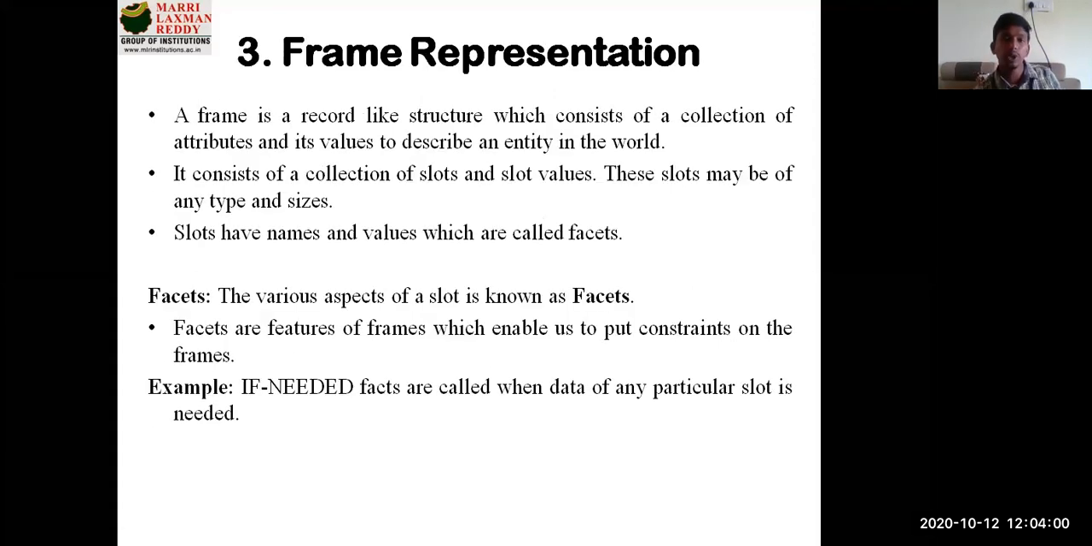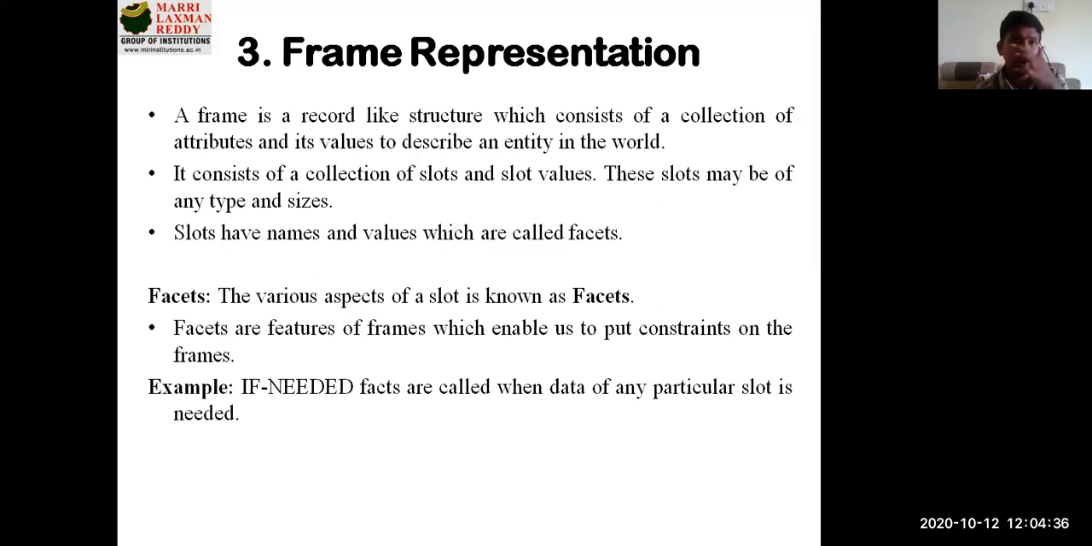And the next concept is about your frame representation, which is also part of our syllabus in unit 2. So once we complete your frame representation, we are done with your unit 2. Okay, so talking about your frame representation of knowledge: a frame is a record-like structure which consists of a collection of attributes and its values to describe an entity in the real world. So we'll be having various attributes, and all these things will be represented as part of your frame. So let's try to understand it with respect to examples in the next slides.